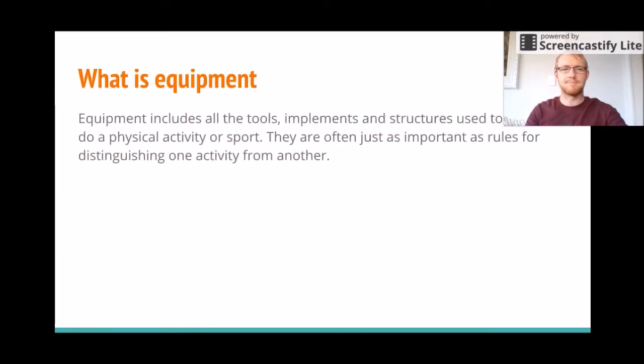What is equipment? Pretty straightforward. Equipment includes all the tools, implements and structures used to do a physical activity or sport. And I want to point out that they are often just as important as the rules for distinguishing one activity or sport from another one.